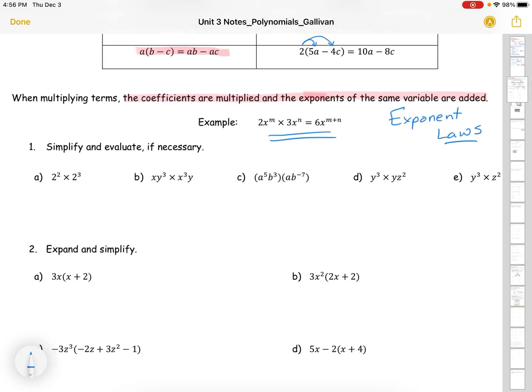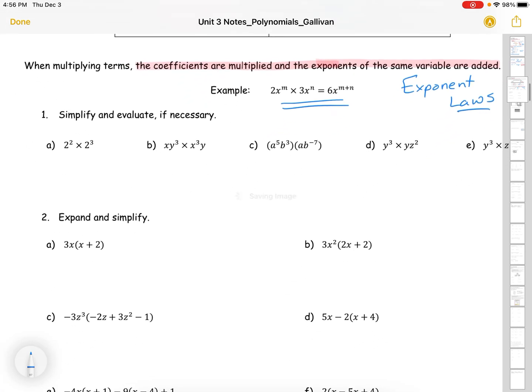Okay, so let's take a look. Simplify and evaluate if necessary. So we have the same base here, which is 2. We're multiplying, so we add those exponents. So this will be 2 to the 2 plus 3, or 2 to the 5. Okay? Now we can expand that further. 2 to the 5 is equal to 32. Evaluate if necessary. If there's variables, we can't really evaluate, but we can if there are just constant terms.